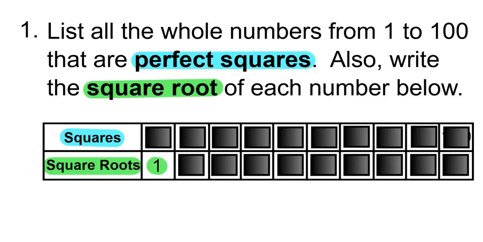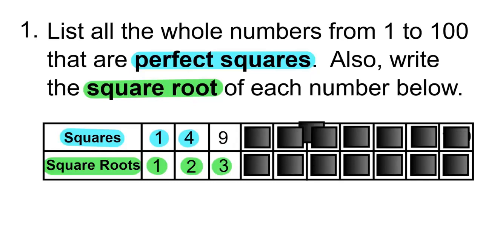If the square root is 1, 1 squared is also 1. If the square root is 2, 2 squared is 4. If the square root is 3, 3 squared is 9. If the square root is 4, 4 squared is 16. If the square root is 5, 5 squared is 25.